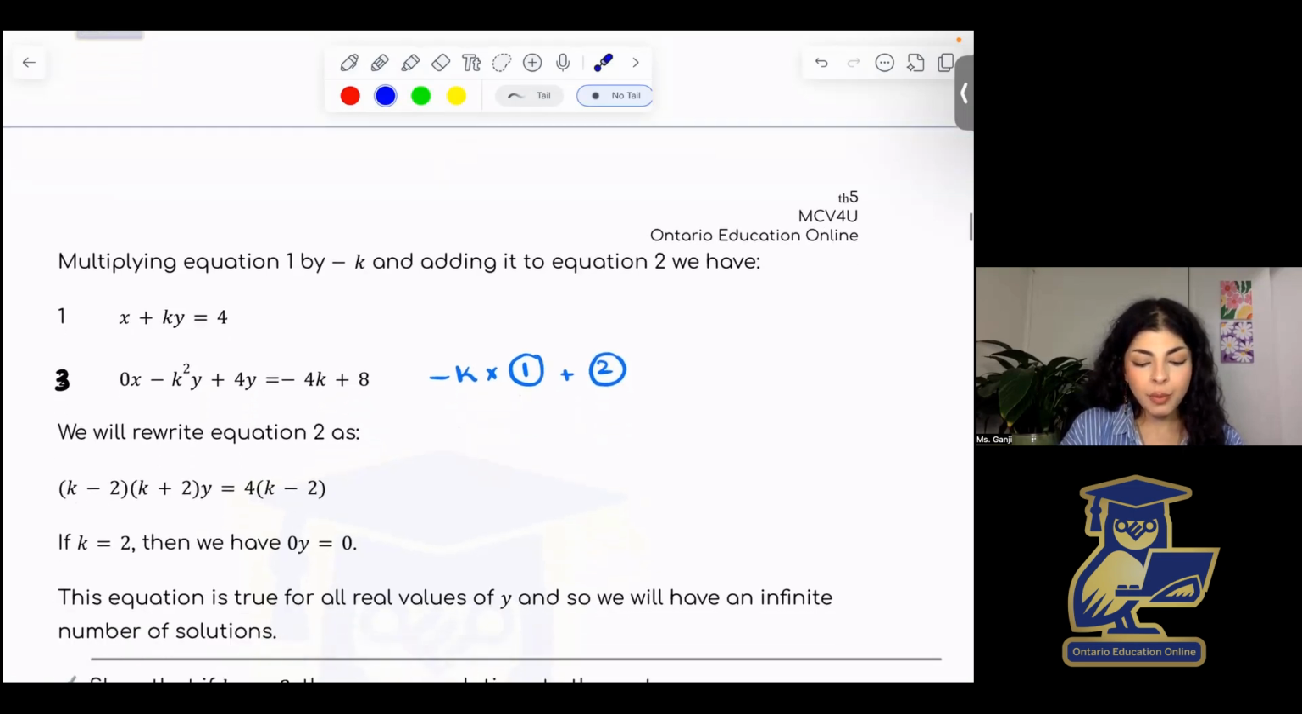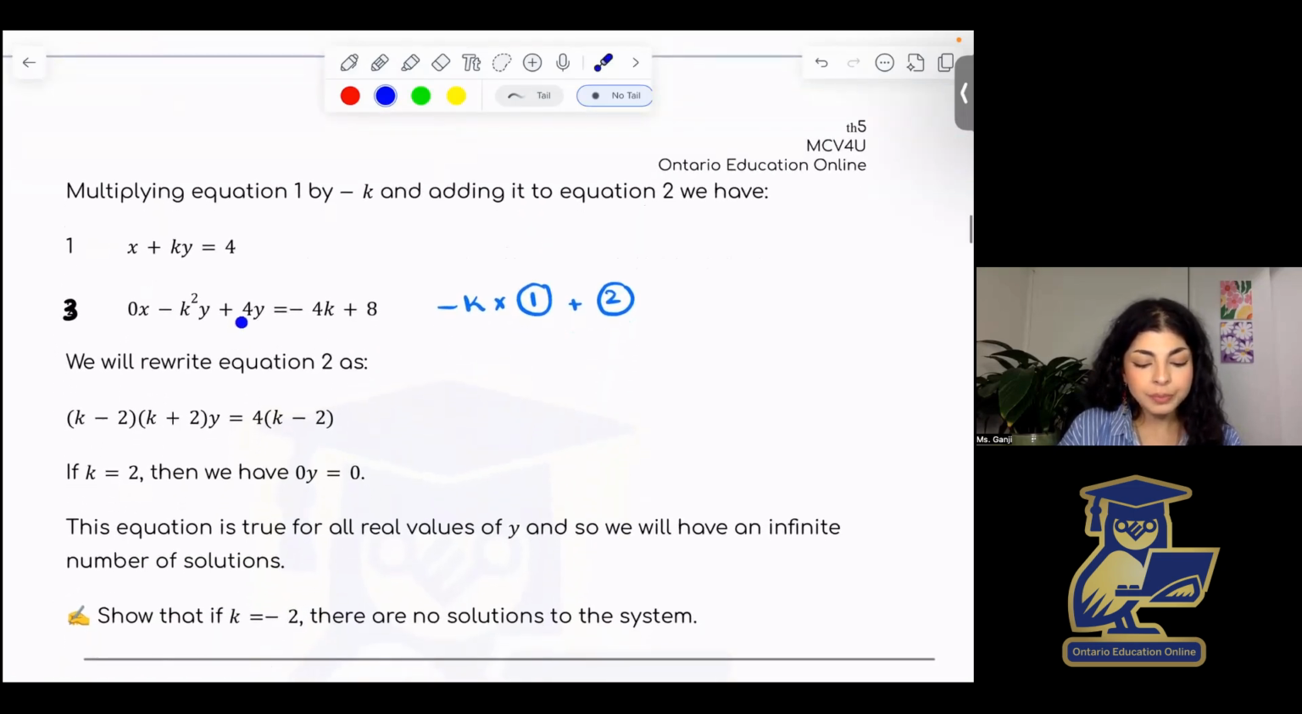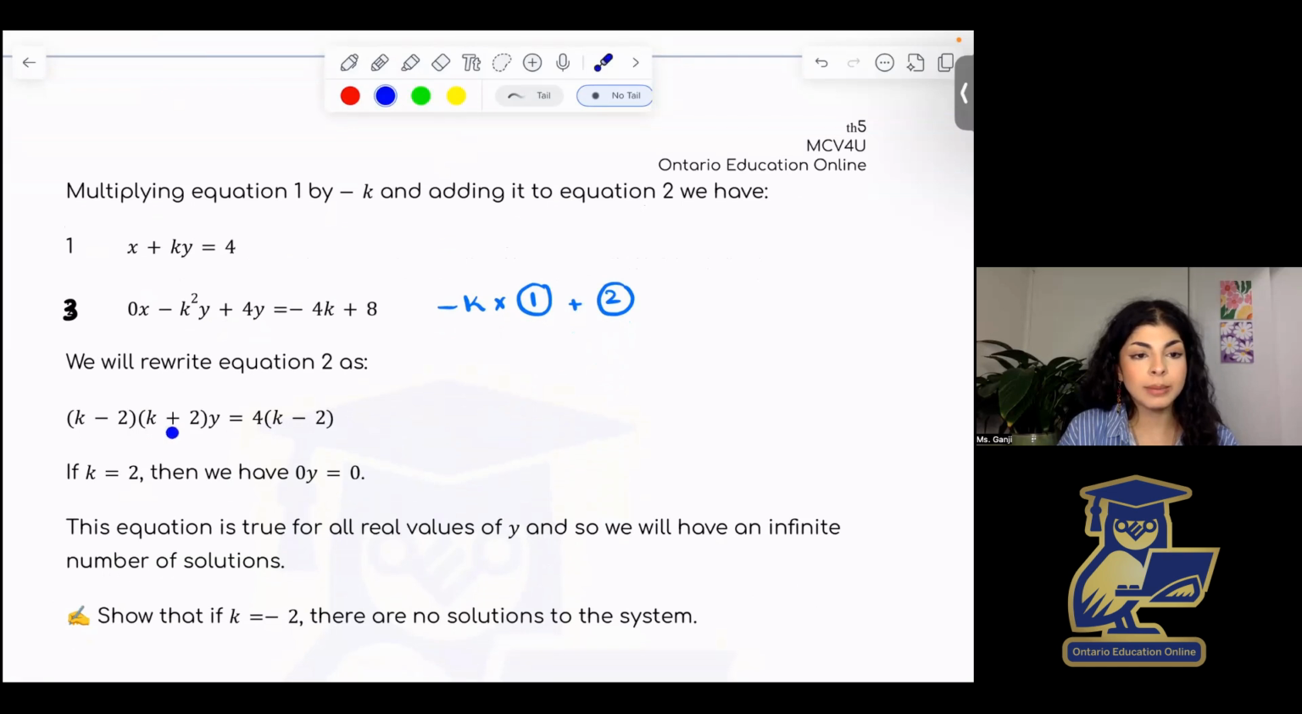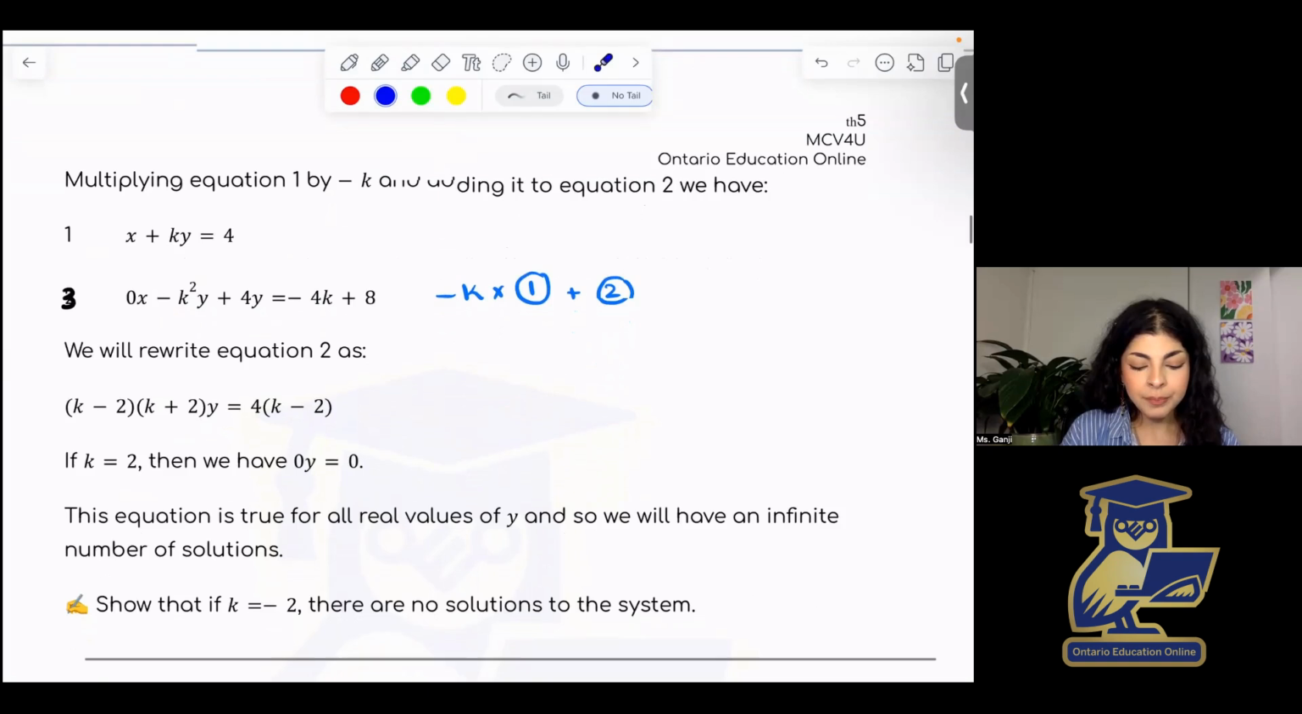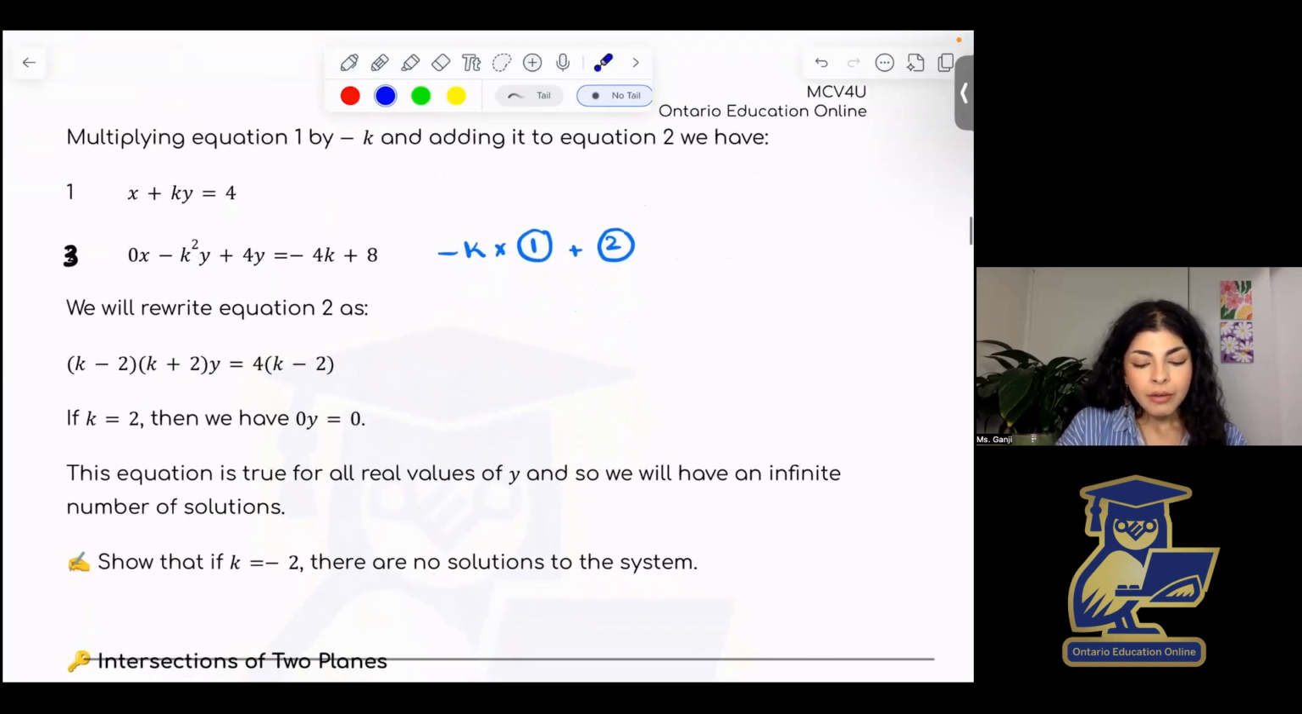So really, if I factor this part out, I end up with k minus 2 times k plus 2 times y. I just factored that y out, and then I have a difference of squares there. And on this side, if I factor out the 4, I have k minus 2. I also multiplied both sides by negative 1, so that's why those negatives are eliminated there.